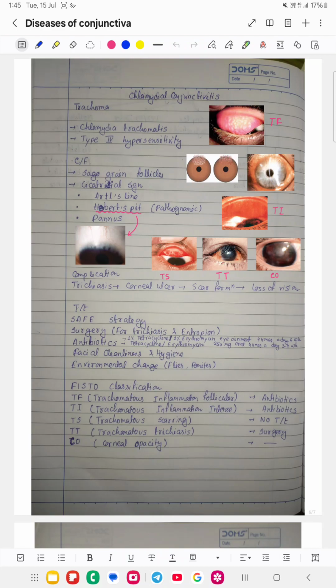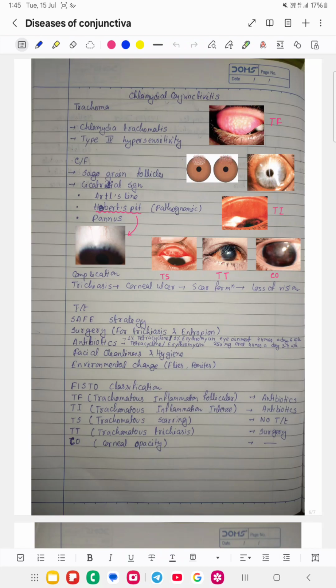What is Herbert's pit? Whenever the follicles formed at the limbus are healed, some depressed regions are formed. These are known as Herbert's pit. Now pannus. Pannus can also be seen in case of trachoma.